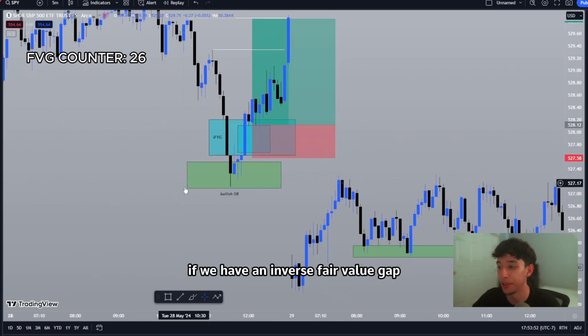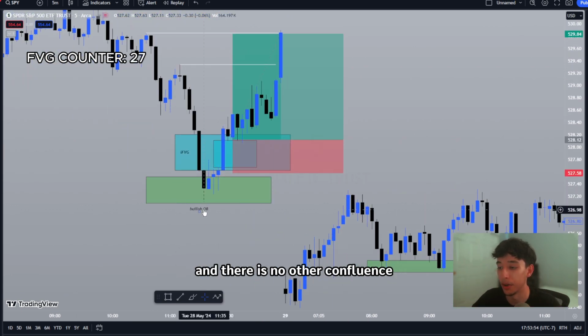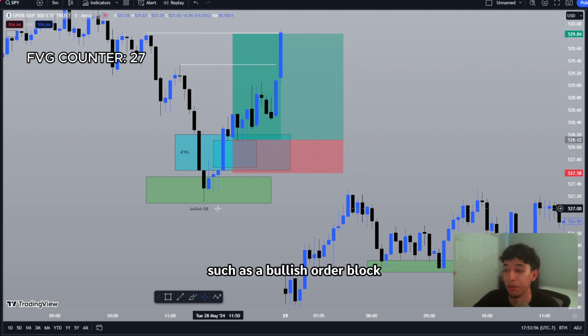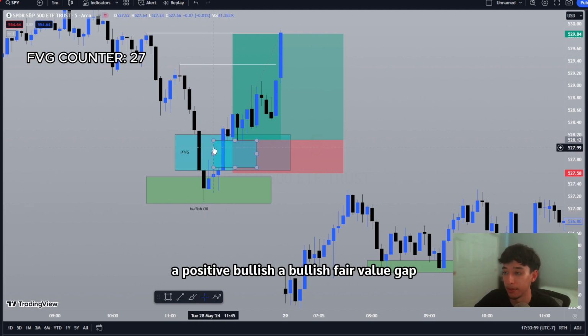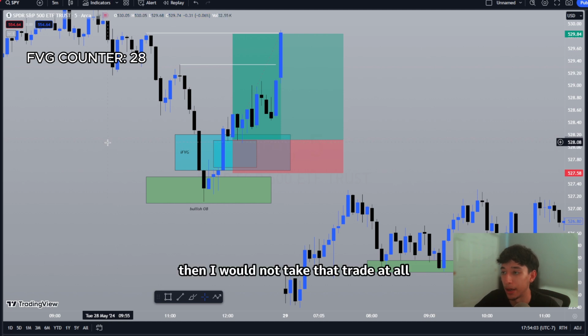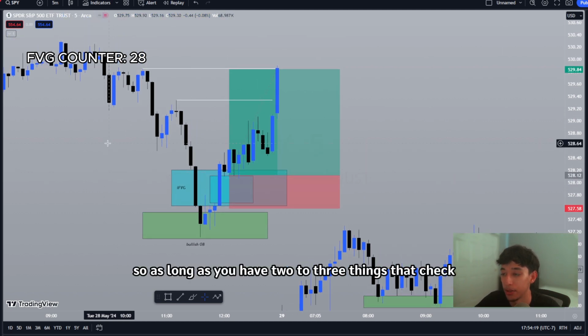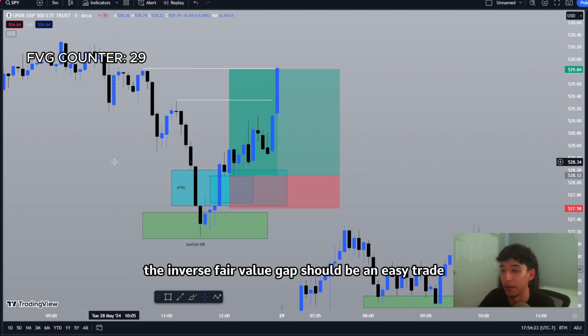If we have an inverse fair value gap and there is no other confluence such as a bullish order block or a bullish fair value gap, then I would not take that trade at all. So as long as you have 2 to 3 things that check mark, the inverse fair value gap should be an easy trade.